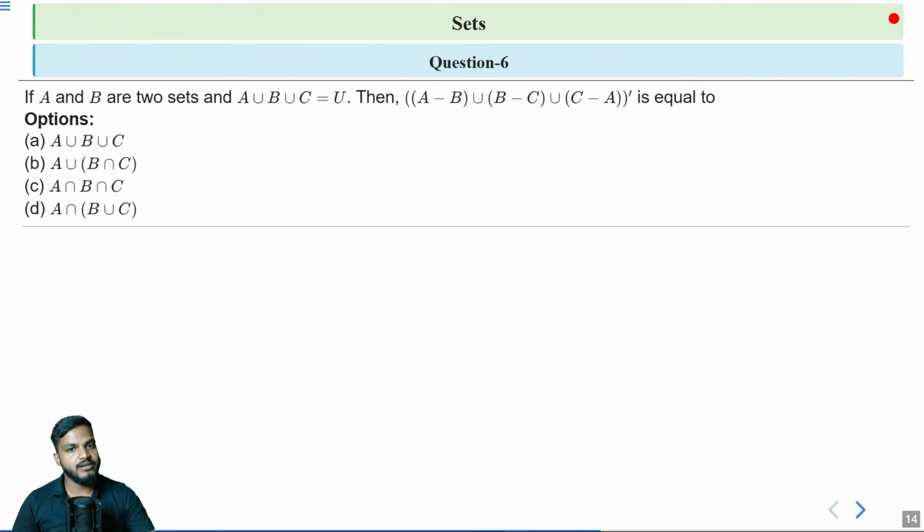Next question is, if A and B are two sets and A union B union C is equal to U, then we are asked about what is the complement of (A minus B) union (B minus C) union (C minus A). Is it equal to option A, A union B union C, or option B, A union B intersection C, or option C, A intersection B intersection C, or A intersection B union C? So we'll do this question by Venn diagram. So the correct option is option C. So let's look at the answer.